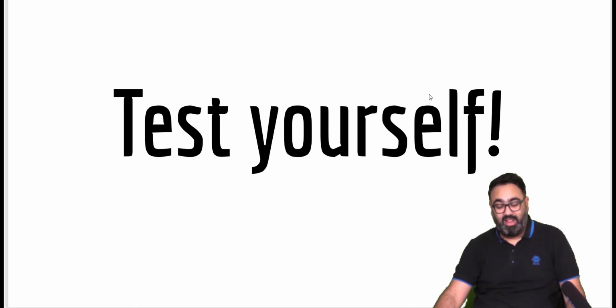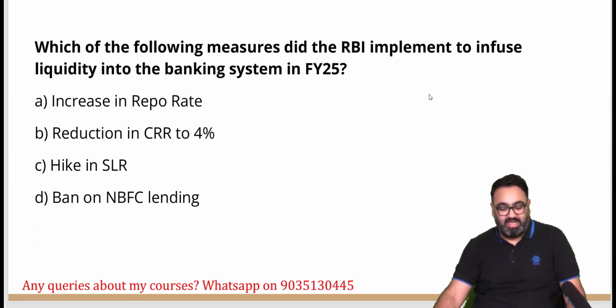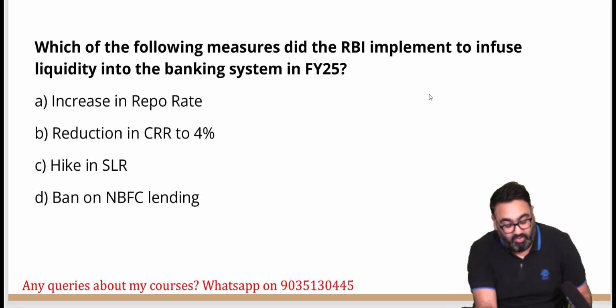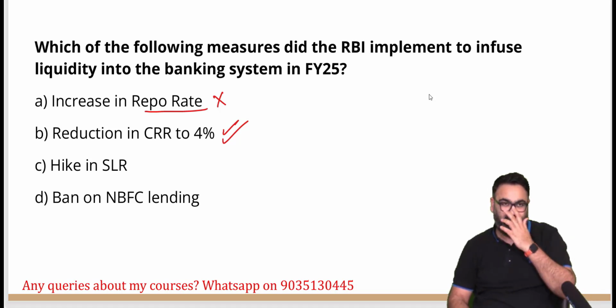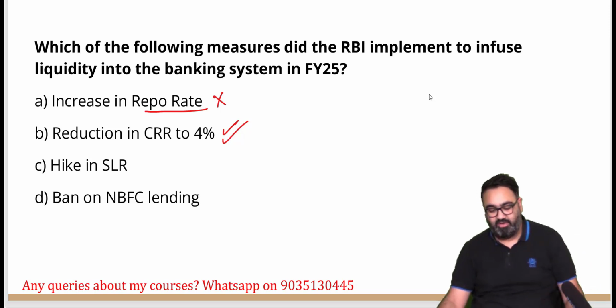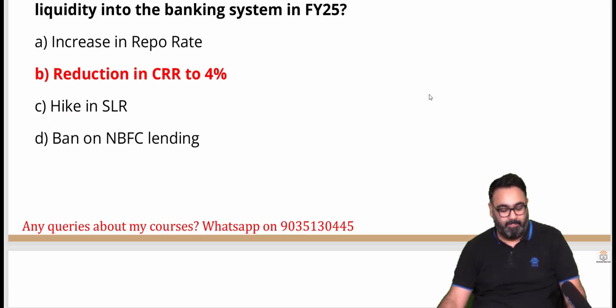This was our 12th and second last chapter. I have a few questions to test your knowledge here. First, which of the following measures did RBI implement to infuse liquidity in the banking system in FY25? Which of these will infuse liquidity? Repo rate increase? No, it will reduce it. Reduction in CRR? Yes. Reduction in CRR means banks have to keep a lesser amount of cash in hand. Now they can give out that money in the form of loans. That will increase liquidity in the market.